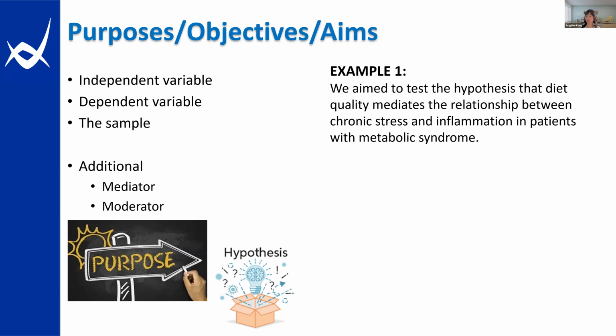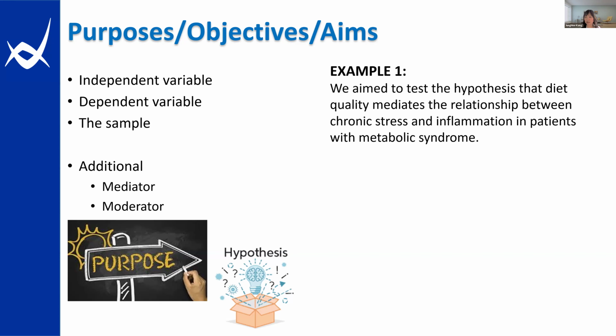So I put what is the starting point, right? It is chronic stress. And what is your outcome? Inflammation, right? And what is your sample? It is patients with metabolic syndrome. So you want to make sure these are clearly written in the purpose statement. In SNRS, I think a purpose statement allows up to 500 characters. So you have some space. Sometimes some people have 2 to 3 different aims or purposes, so then you can list them using 1, 2, 3.